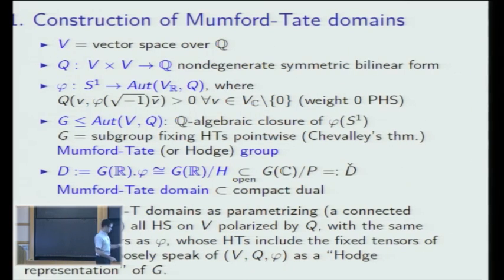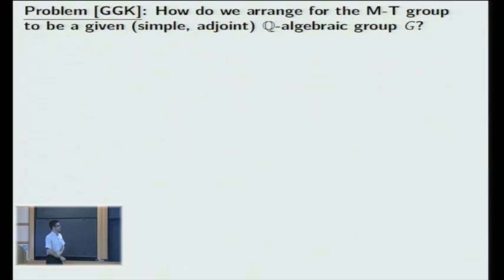And I'm going to talk about Hodge representations. When I say that, I just mean V_Q, φ in this setting. Okay, so how would you arrange for the Mumford-Tate group to be G2 or F4 or something like that?